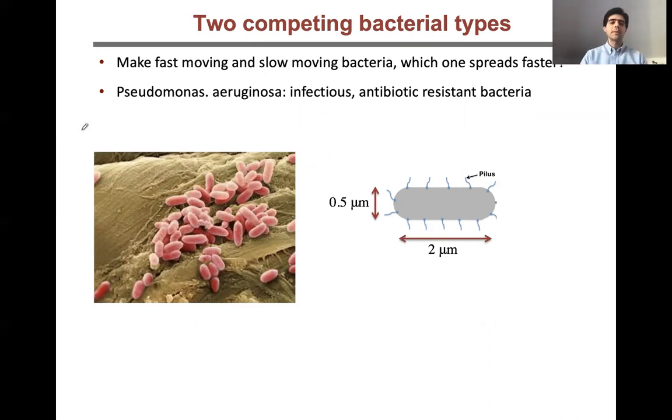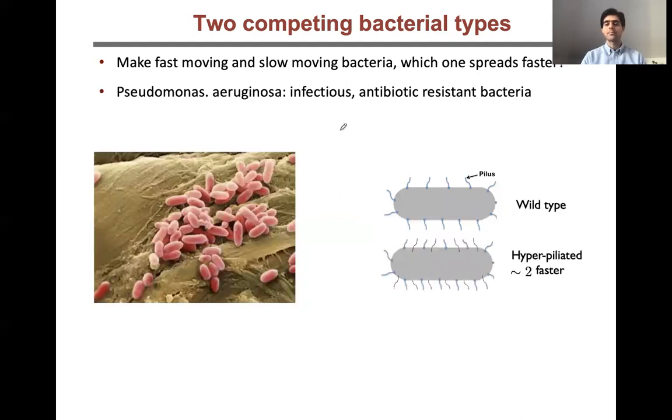What our experimental collaborators do is make a mutant of these bacteria that has more legs. And when it has more legs and you check it under the microscope, you measure the velocity, you see that it moves 2 times faster. So we have the wild type, which is the normal Pseudomonas infectious bacteria, and then we make a mutant of this infectious bacteria that moves 2 times faster.